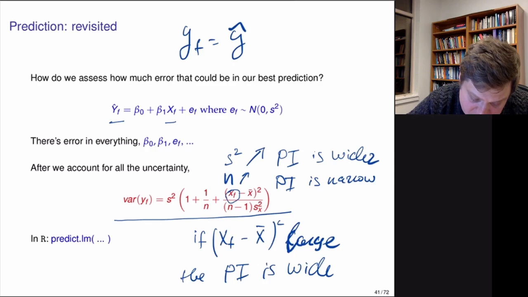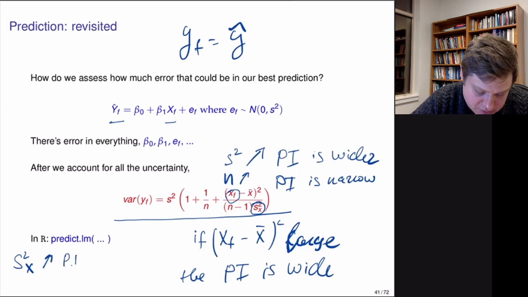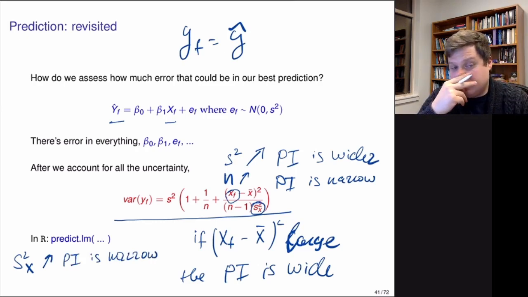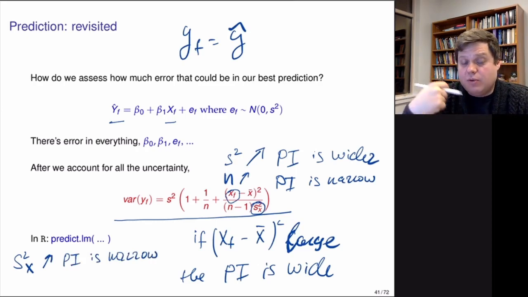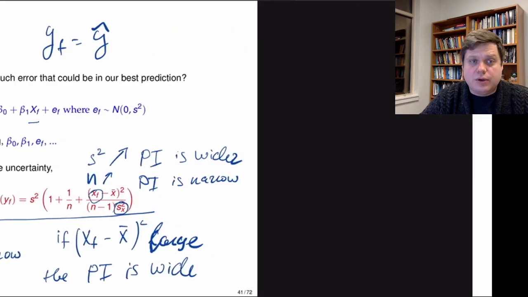And you also see this value s squared of x, so the variance in the values of x that we have in the data set. So if this goes up, the prediction interval becomes more and more narrow, meaning that the more diverse a data set you have, the more confident you should be about the prediction generated by the model. So that's the intuition behind this equation.